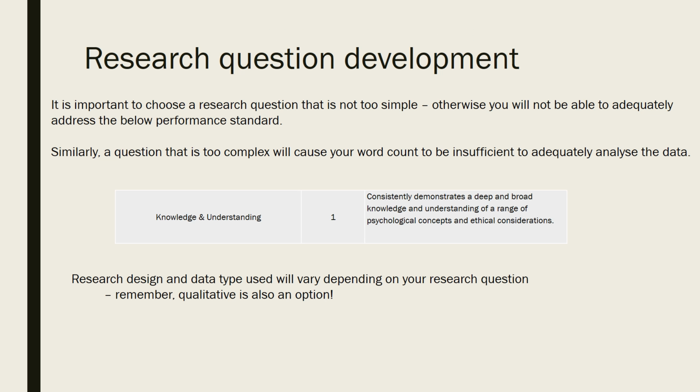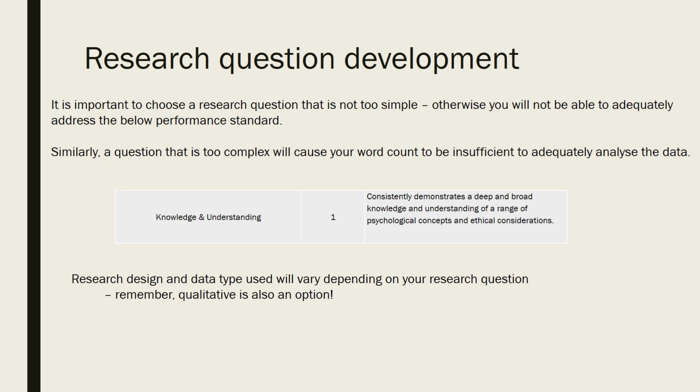The first step is to develop your research question. In the group investigation, you'll complete this stage with your team members and all use this same research question. In the individual investigation, you'll do this by yourself. It's important that you not only choose a question that interests you, but also one that isn't too simplistic. Otherwise, you will not be able to adequately address the performance standard KU1, as your ability to demonstrate a deep and broad knowledge and understanding will be limited in the analysis and interpretation of your data.